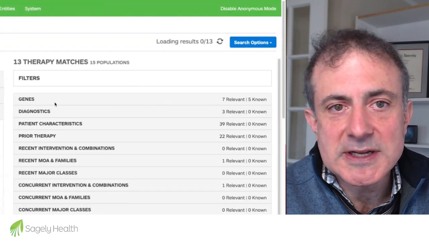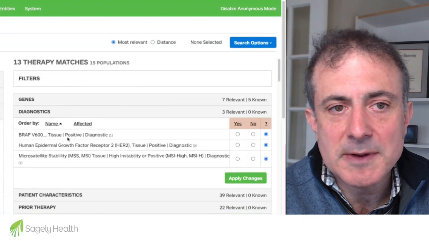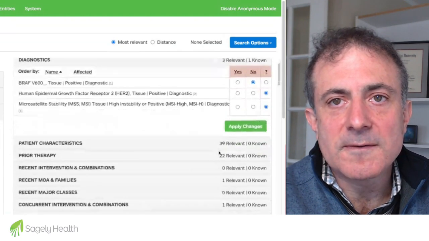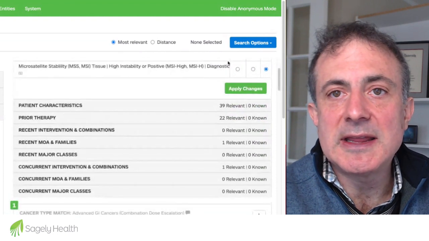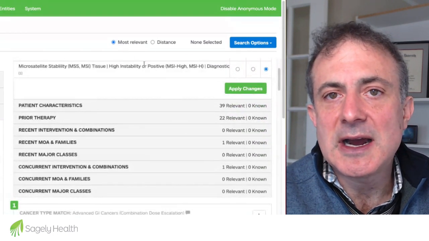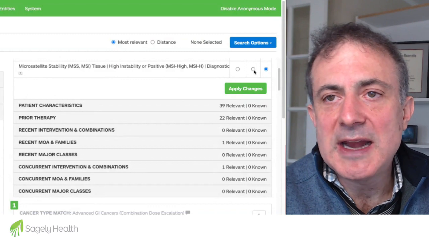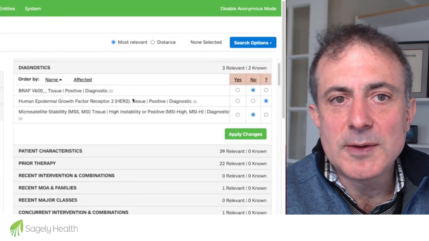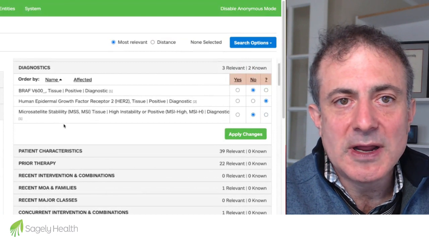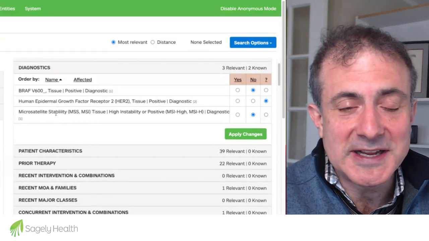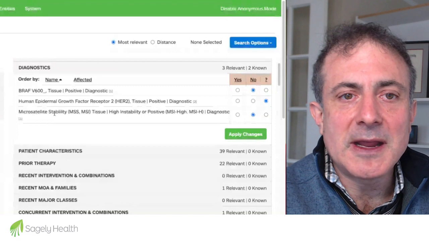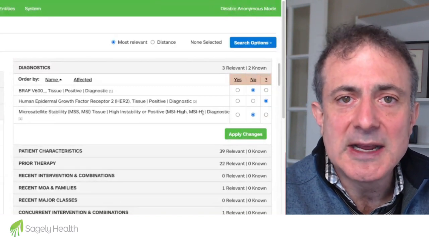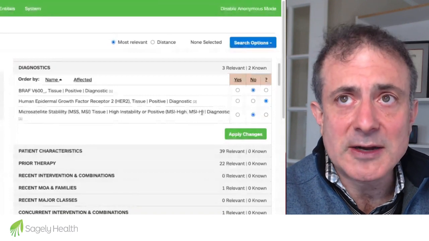Okay, we also see that there are some diagnostics that come up, and for the VRAF, it'll be negative. For the MSI, you mentioned that if this is not highly unstable or positive. And again, this is really an important point because there was a study quite recently where they tested patients with this special MSI high. It's about 10% of rectal cancer patients.